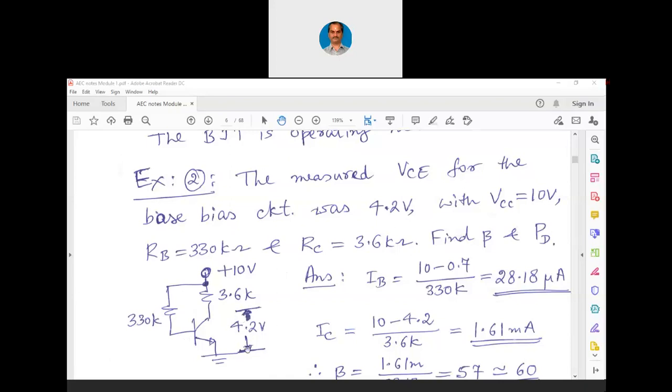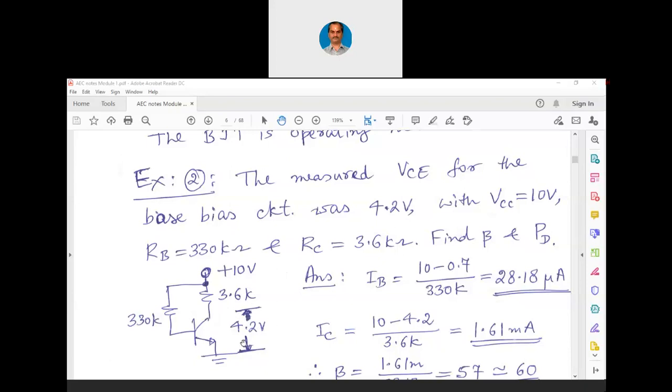So 4.2 volts is given here. Collector to emitter voltage is given, which means what? It is nearer to half on. You can see supply voltage is 10 volts. For it to be exactly half on, it has to be at 5 volts. So somewhere nearer to half on state it is there. It is neither near cutoff nor near saturation. We can say that it is at the middle of the active region. In this particular example, the transistor is at the middle of the active region.